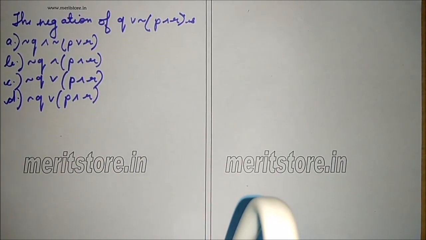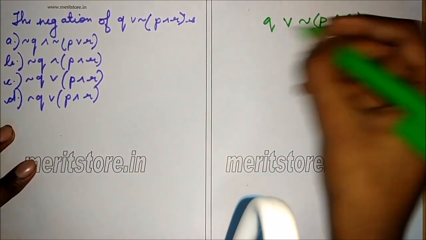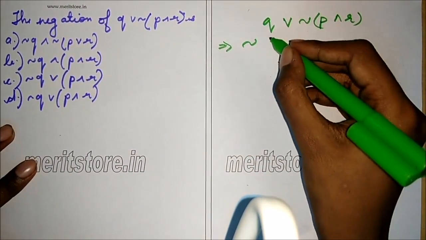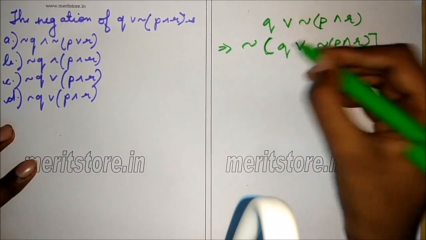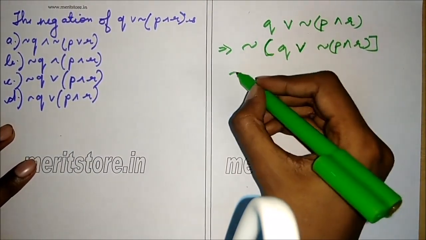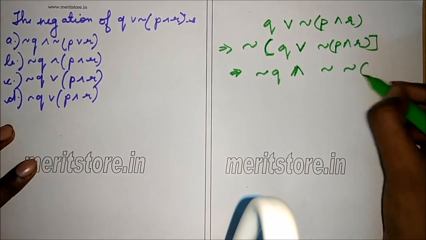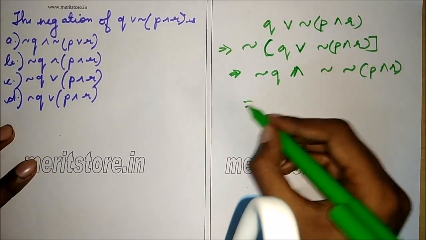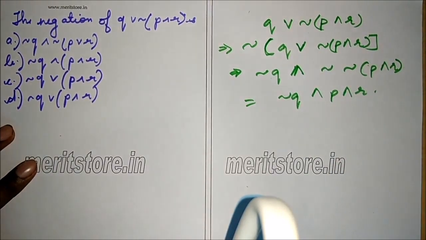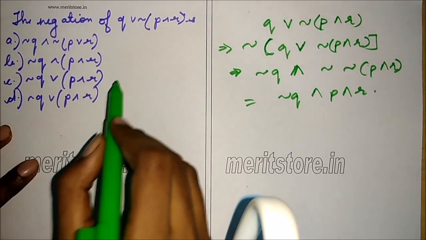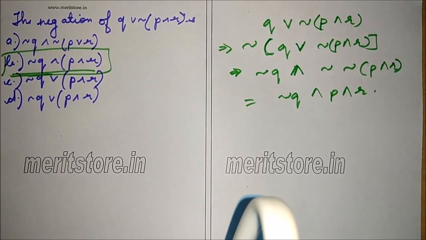Negation of statement Q or negation of P and R is, so given statement is Q or negation P and R. So negation will be negation of Q or negation P and R. Bringing the negation inside the bracket, this will be negation Q, negation of or is and, negation of negation P and R. So negation gets cancelled. We are left with negation of Q and P and R, which is option B, negation Q and P and R.